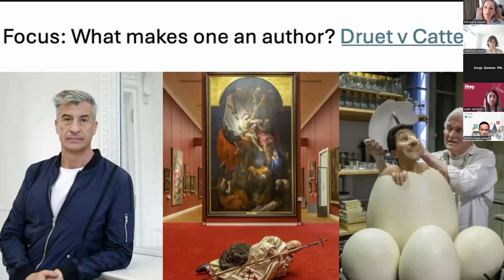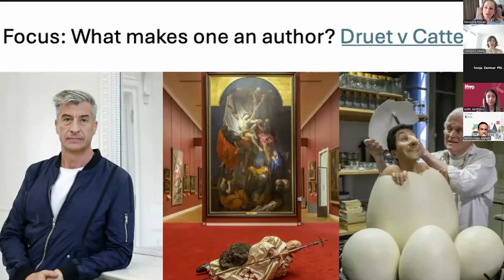In essence, Monsieur Drouet materially made the work. He tried to obtain a declaration from a court that he would be the author of this work and not Maurizio Cattelan, but eventually he lost. Why? Because it was demonstrated that what Monsieur Drouet had done was simply to execute the instructions of Maurizio Cattelan, but did not provide any creative input himself. So in essence, to be an author, you need to be the person in charge of the creative process.